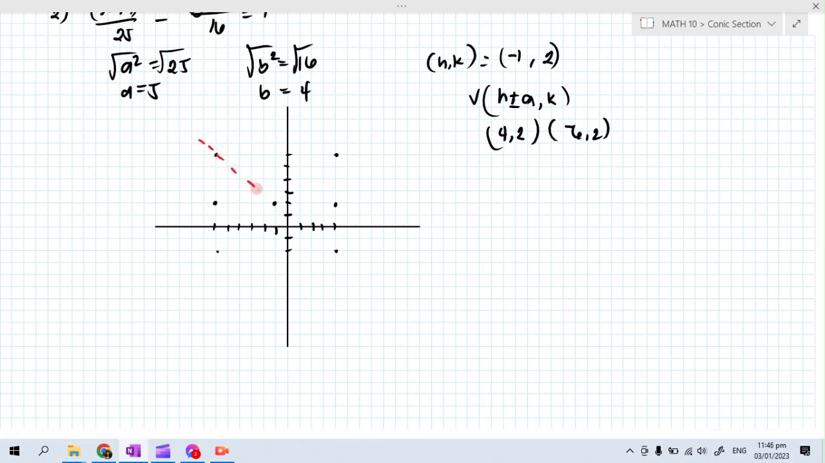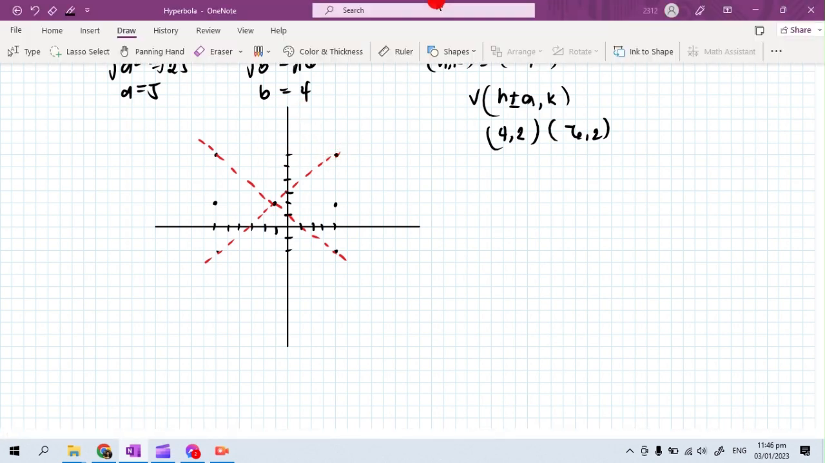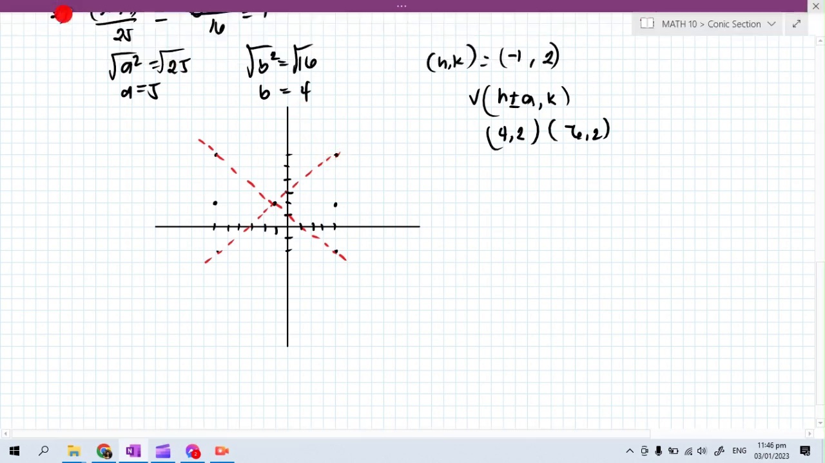Asymptotes will look like this, passing through our intersection point, and the other side. There. Then we can now graph our hyperbola. Since here's the vertex, it will look like this. The other one will look similar to that.